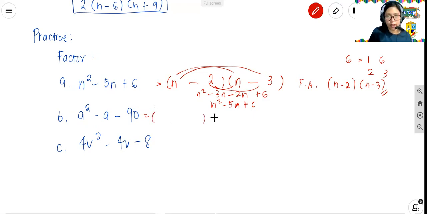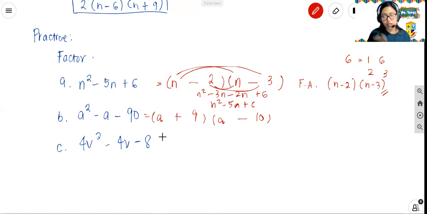So if we put two factors, a squared can be a and a. For 90, there are a lot of factors, but what we need is a 1 answer here in the middle. So we can have 9 and 10 there. So 9 and 10 can give us 1 when they are subtracted. The sign here is negative. So that means the negative sign goes to 10 and the positive sign goes to 9. We can't put here negative, negative.